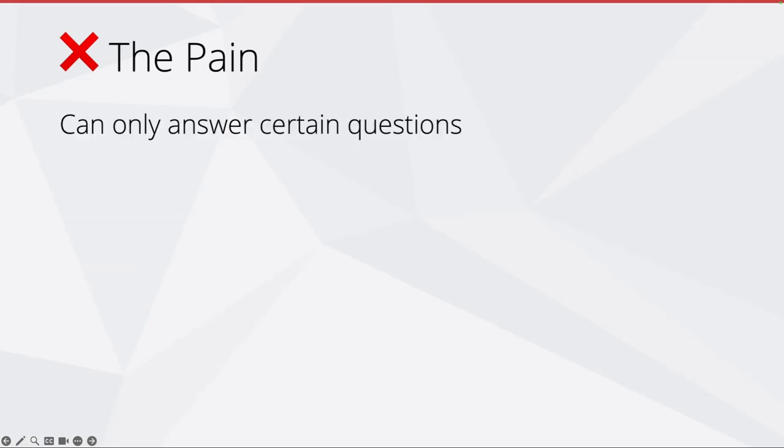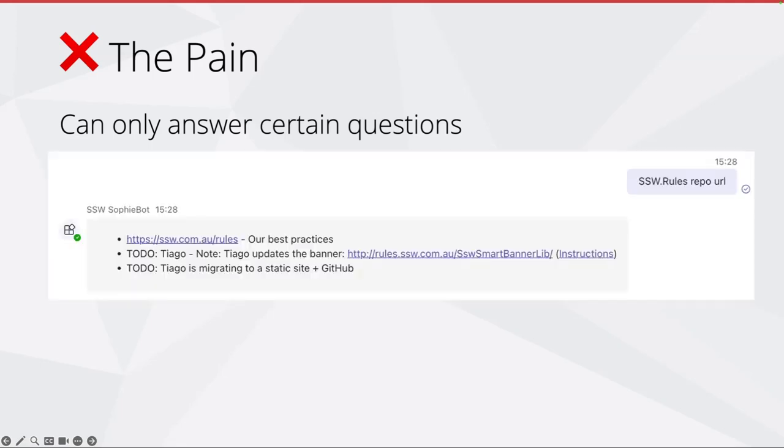Next, the pain. First, it can only answer certain questions. So our SophieBot can only answer queries we implemented. For example, if I ask SSW rules repo URL, it cannot understand it and it gives me the wrong answer.